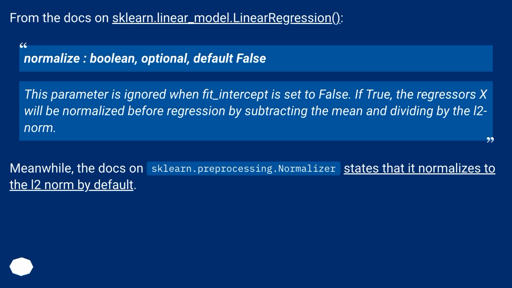From the docs on sklearn.linear_model.LinearRegression: normalize, Boolean, optional, default false. This parameter is ignored when fit_intercept is set to false. If true, the regressor's X will be normalized before regression by subtracting the mean and dividing by the L2 norm. Meanwhile, the docs on sklearn.preprocessing.Normalizer state that it normalizes to the L2 norm by default.